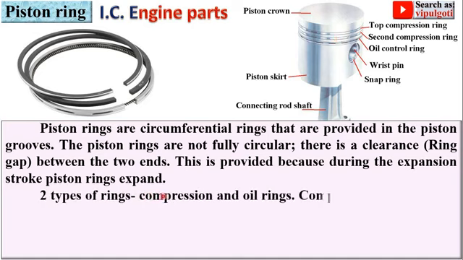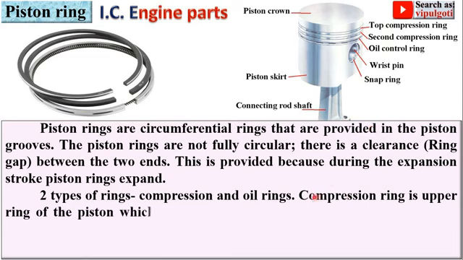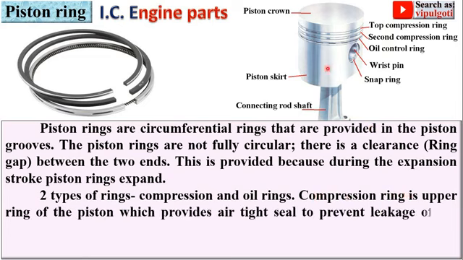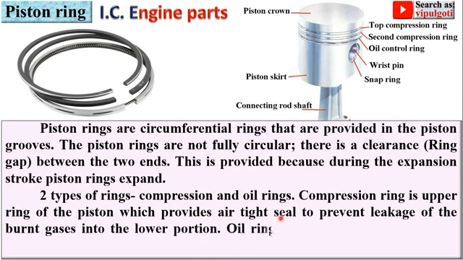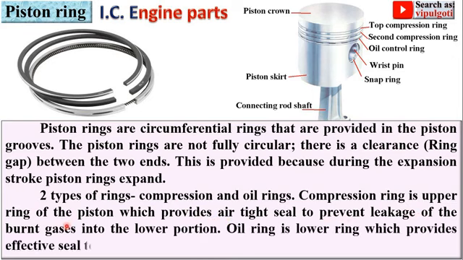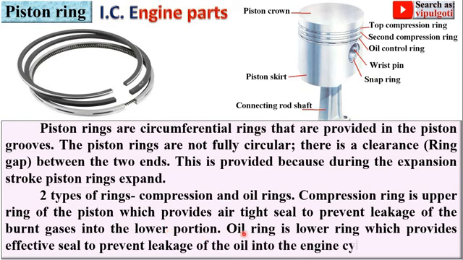Next, two types of rings, compression ring and oil ring. Compression ring is upper ring of the piston, here you can see, which provides airtight seal to prevent leakage of the burned gases into the lower portion. Oil ring is lower ring, which provides effective seal to prevent leakage of the oil into the engine cylinder. So generally oil ring is used to prevent the leakage of oil, and that's why it is called as the oil ring. Whereas these top two rings are called as compression rings because they provide airtight seal.